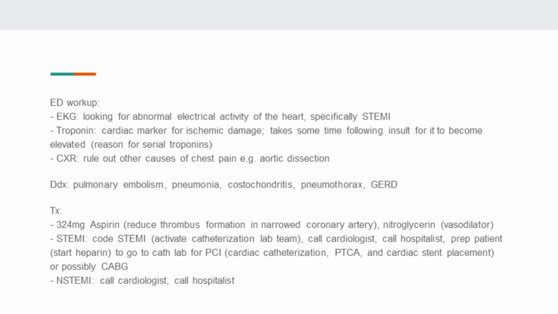Evaluation in the ED will start with an EKG, looking for abnormal electrical activity of the heart, specifically a STEMI. We'll draw blood and check the troponin amongst other things, and a chest x-ray will also be done to rule out other causes of chest pain such as an aortic dissection. Differential diagnosis for chest pain would include things like pulmonary embolism, pneumonia, costochondritis, pneumothorax, and GERD, amongst other things. If the patient is found with the STEMI, code STEMI will be called, which alerts the STEMI cardiologist and activates the cath team. STEMI patients will typically be admitted for a cardiology consult and likely a stent placement in the near future. Unstable angina patients may or may not be admitted, depending on what the patient and the cardiologist decide.